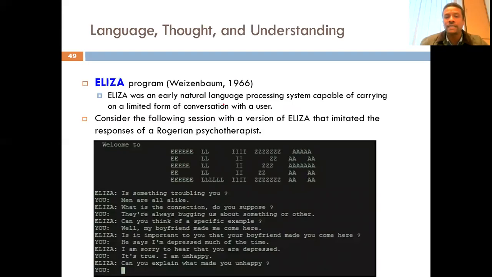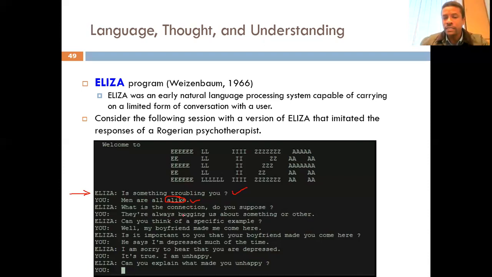The LISA program in the 1960s, as we said earlier, tries to converse with a person. So for example, if you see the interaction, the system says, is something troubling you? Mind you, it starts with a question. And the person, a real human being, says, men are all alike. Now, from these inputs, the machine will generate the next question. It says, what is the connection, do you suppose? Mind you, because it has the word alike, alike is about comparison. So from this keyword, it generates the next question.